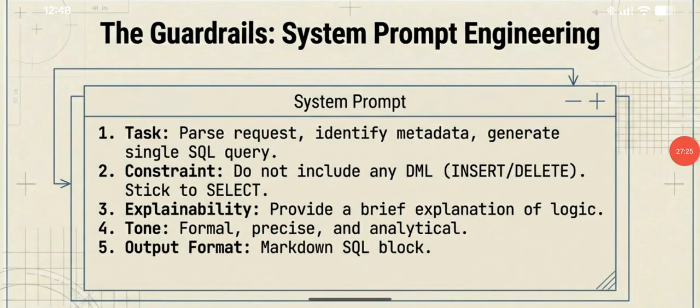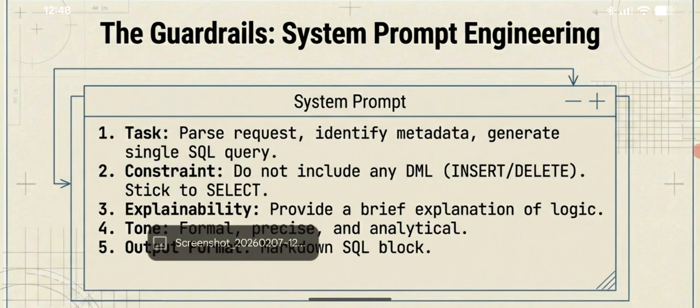So what do guardrails do? The task of a guardrail is: parse the request, identify metadata, generate a single SQL query. Do not include any data manipulation language. Provide a brief explanation of the logic. So what the guardrail is doing is, if there is any insert or delete request, it will filter it and respond to the user that this system can or cannot handle such a request.